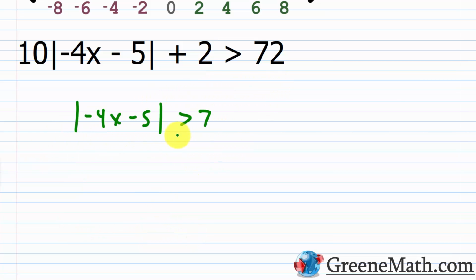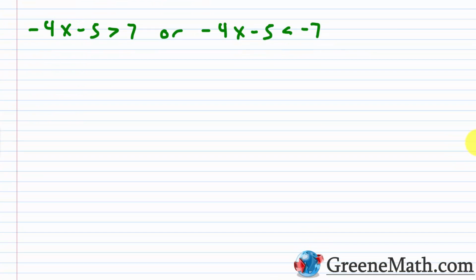All right, so we know our scenario here with a greater than. We want to remove the absolute value bars. So negative 4x minus 5 is greater than 7. Then or, we want to remove the absolute value bars. So negative 4x minus 5. We want to flip the direction of the inequality symbol. So this is less than. We want to make this negative. So this is negative 7.